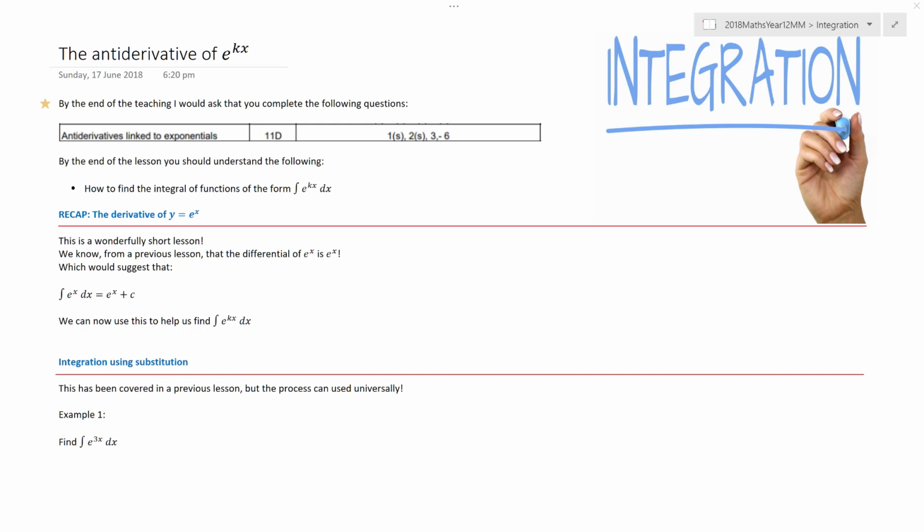This is an extremely short video, he says, hoping, but the rules are the same. If you know me, then those are the questions I'd like to do from the Cambridge Essentials textbook, which is actually a really good series, by the way. By the end of this lesson, we should be able to understand how to find the integral of functions in the form e to the kx.